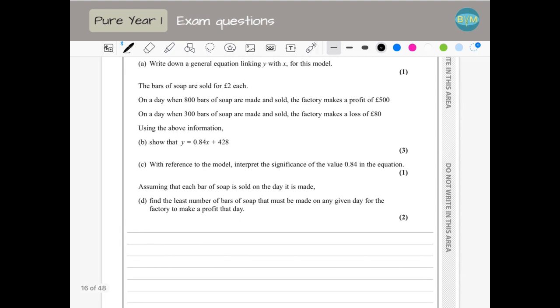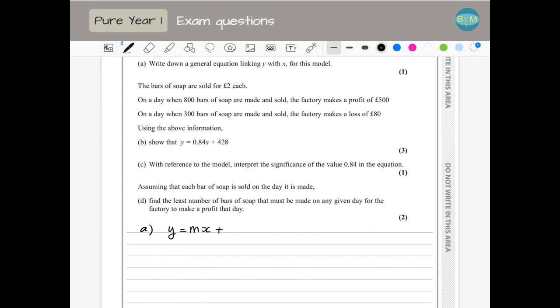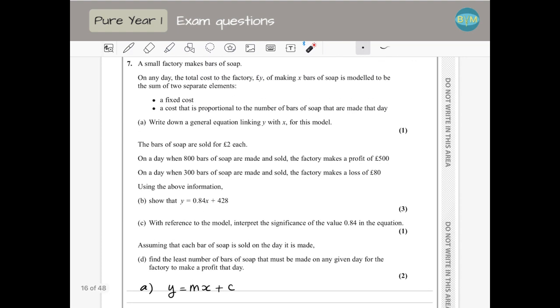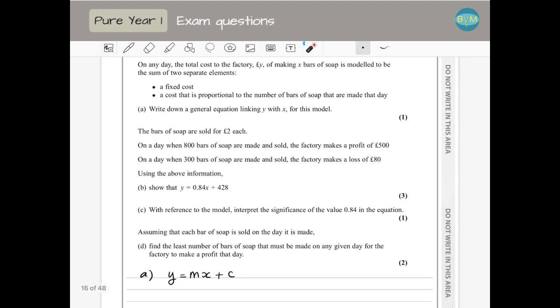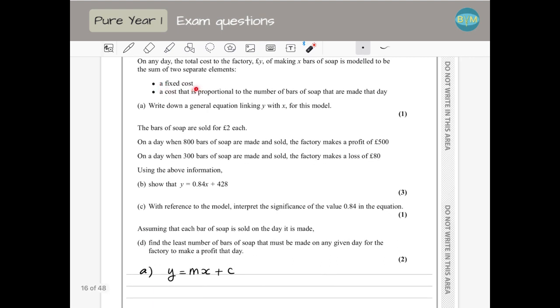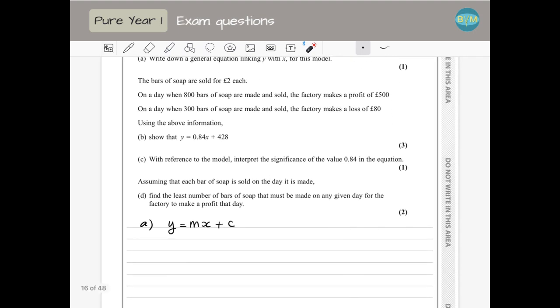So the first thing is, if it's a linear equation, it is going to look something like Y = MX + C. Yeah, it's a line. And in this case, we are calling Y Y and X X. In some models, you will be calling them with different letters. The fixed cost is going to be this value here, C, and the cost that is proportional to the number of bars, X is the number of bars, and M is the constant of proportionality.